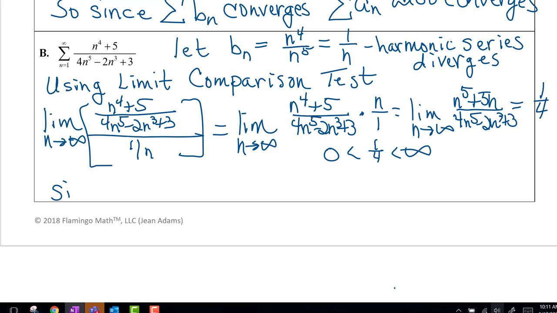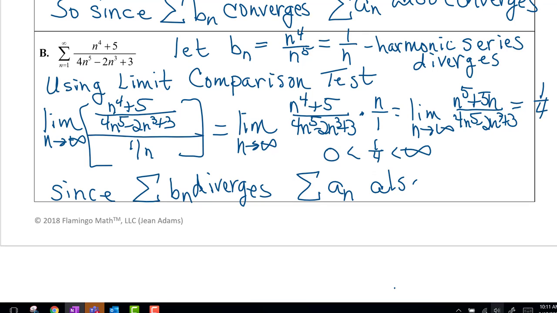So since our b sub n diverges, our given series diverges.